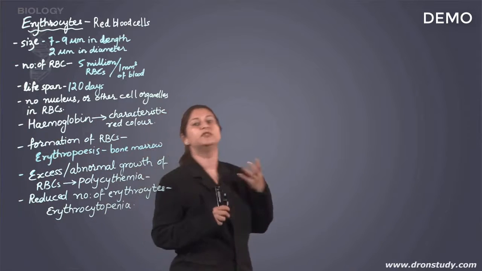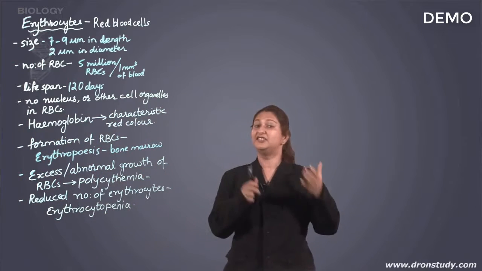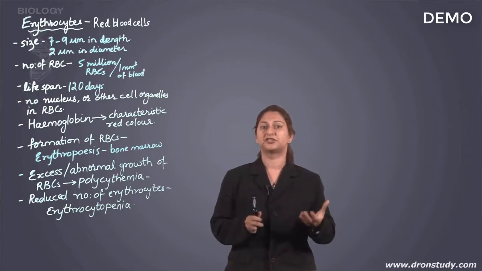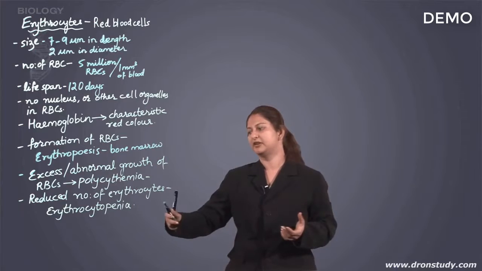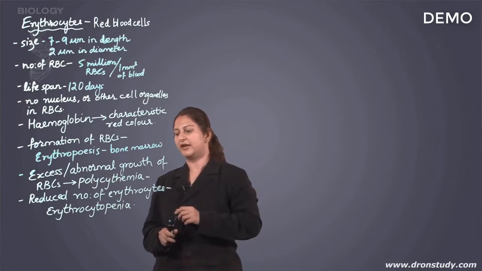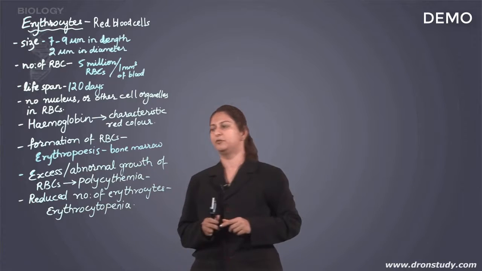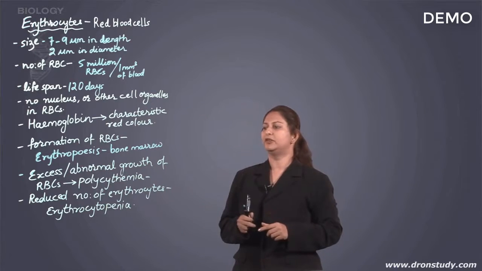penury. Penury is poverty. All right. So when there is dearth of RBCs, when there is a tremendous reduction in the number of RBCs, it is called erythrocytopenia, and the excess number, the abnormal number of RBCs is in polycythemia.